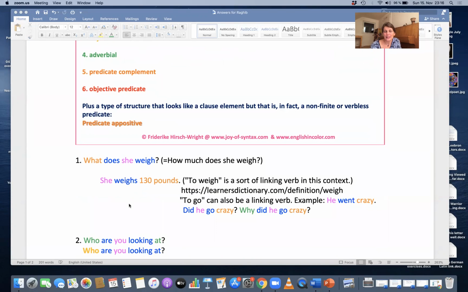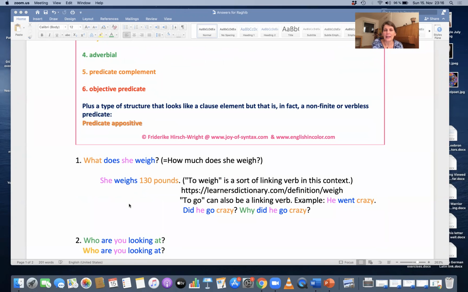Now, I always suggest turning questions into statements, analyzing the statements, and then it'll be easy to see what clause elements the question part of the question covers. So we have, she weighs 130 pounds. Now in the sentence, she weighs 130 pounds, weigh is a sort of link verb.